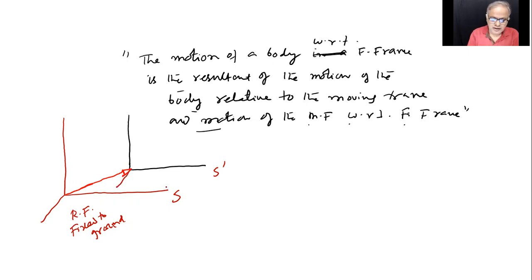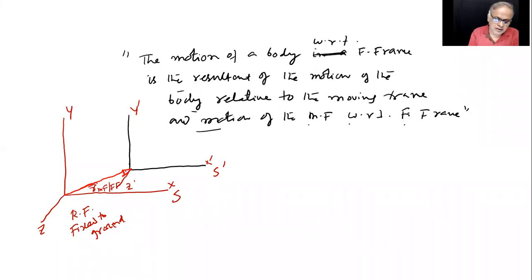Okay, here X, Y, Z. This is X dash, Y dash, Z dash. So this position vector shown with the red arrow will be called R of the moving frame with reference to the fixed frame. I write MF stands for moving frame, FF stands for fixed frame.